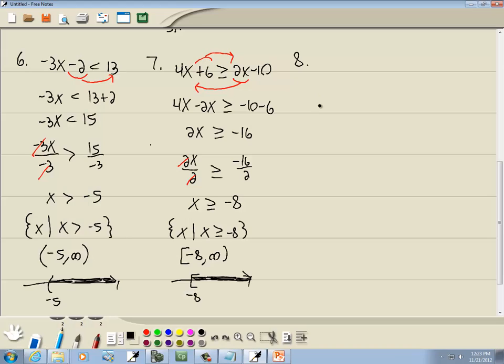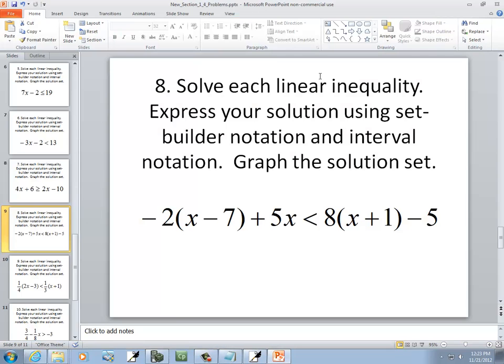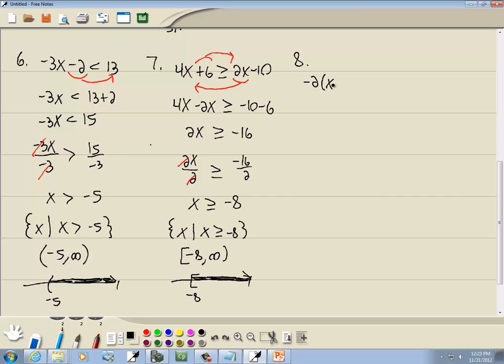Look at number 8 here. Got -2 times x minus 7 plus 5x is less than 8 times x plus 1 minus 5. Okay, first step, get rid of parentheses. This is the distributive property. We're going to take -2 times x and -2 times -7. And we'll take 8 times x and 8 times 1.